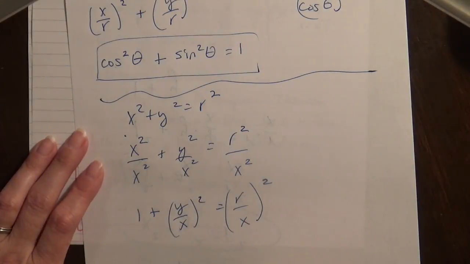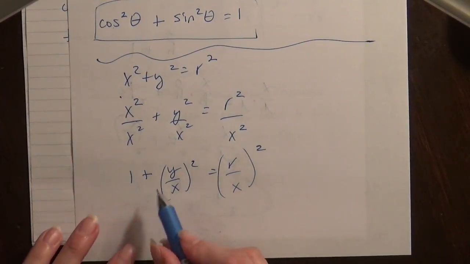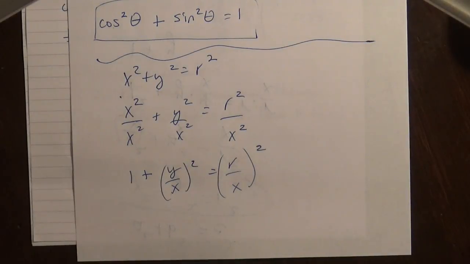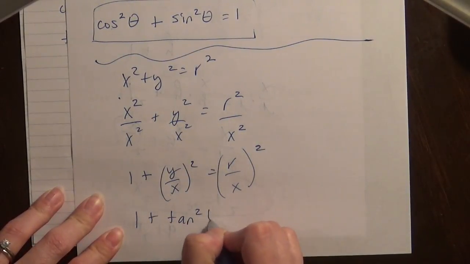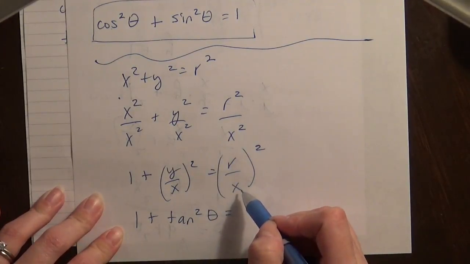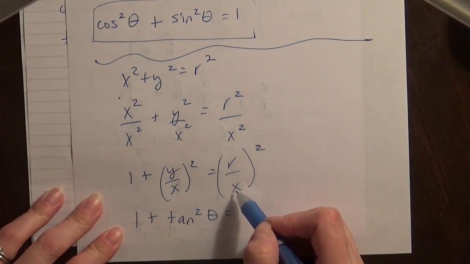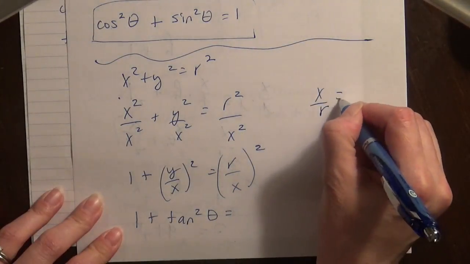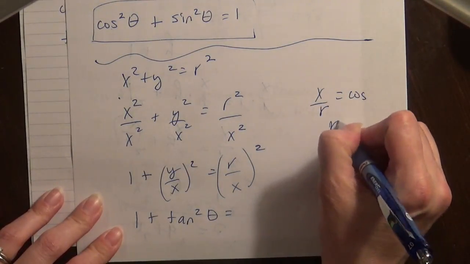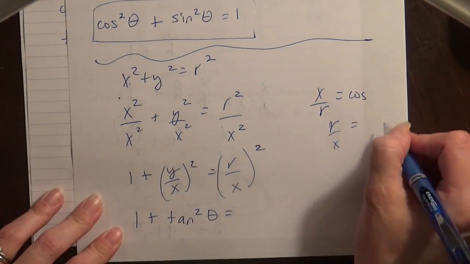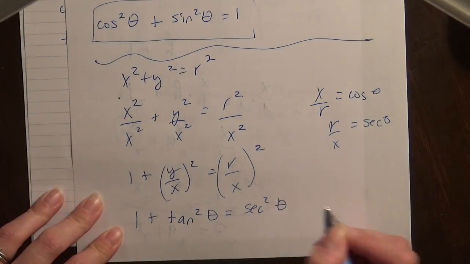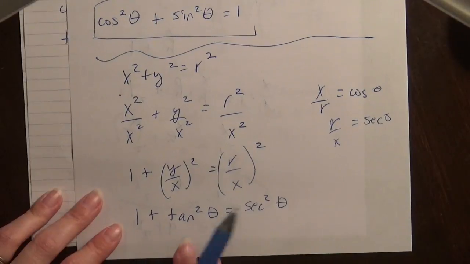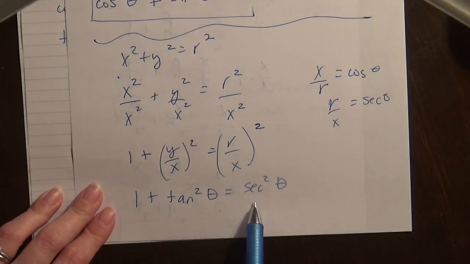It's a fun little exercise to see if you remember what these are. What is y over x? I remember that one using ticks. So y over x is tangent, T-Y-X. 1 plus tan squared theta. R over x, you might not remember that one as easily, but you should remember x over r. X over r was cosine. So what is r over x? Well, that's the reciprocal of cosine, which is secant. So this is secant squared theta. So we have another identity that 1 plus tan squared theta equals secant squared theta.